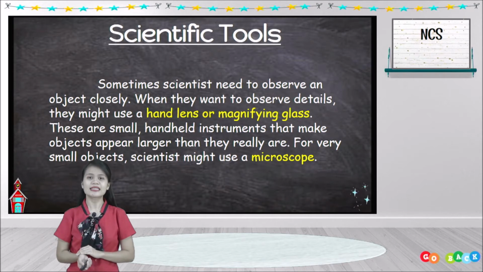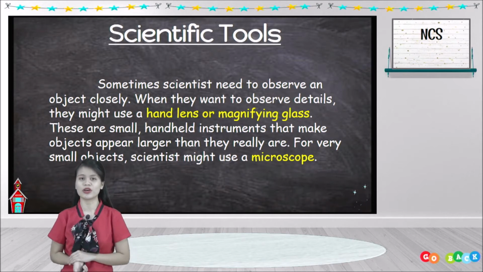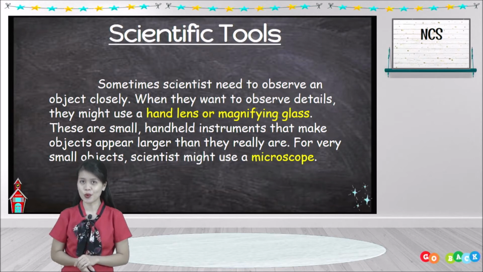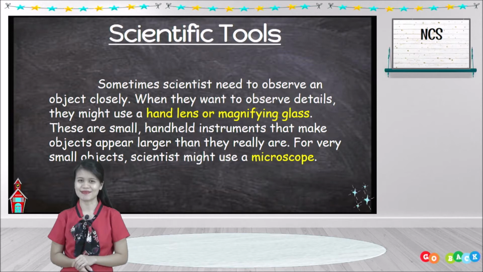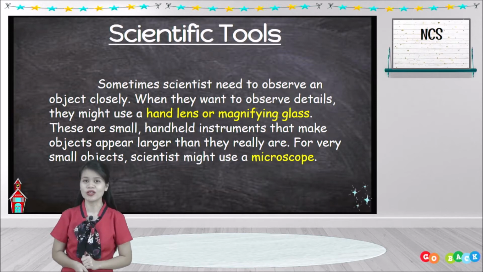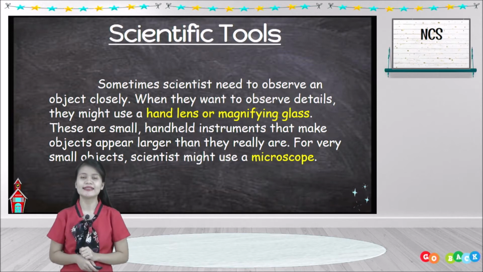Sometimes, scientists need to observe an object closely. What do you think is the tool that they use to observe it closely? Well, when they want to observe in detail, they might use a hand lens, also known as the magnifying glass. These are small handheld instruments that make objects appear larger than they really are.